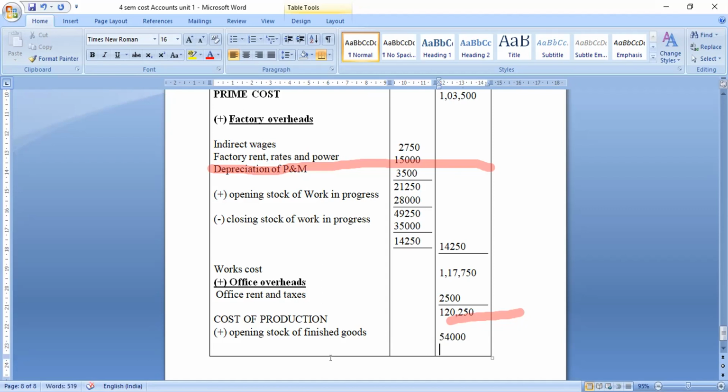Next, what you are going to do is take minus closing stock of finished goods. So closing stock of finished goods is 31,000.